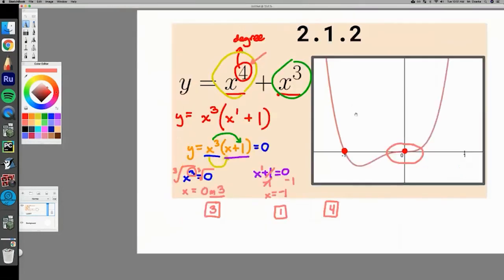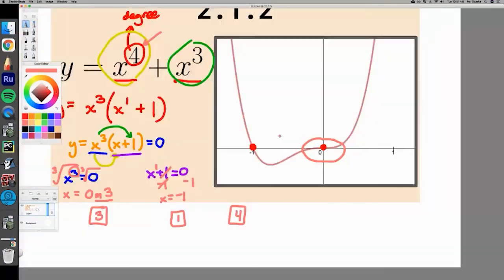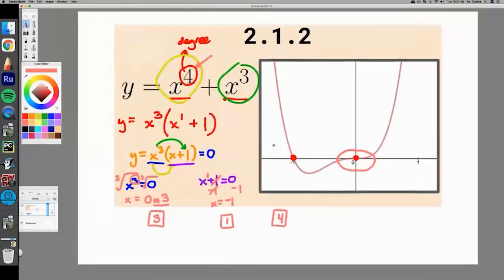Now, you can't really see that from the graph. I guess you kind of can because it goes through it there, and it's not a straight line, so you know that there's at least 3 there. But the easiest way to figure it out numerically or algebraically is by factoring it.